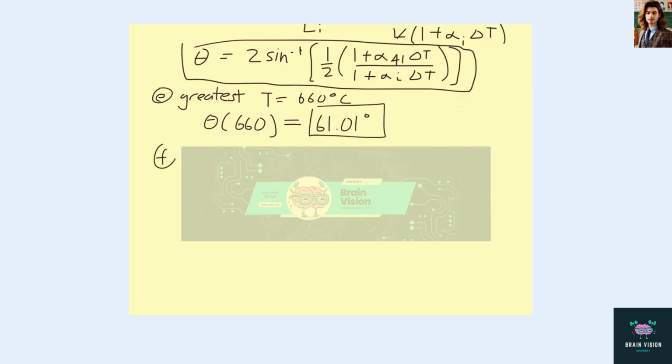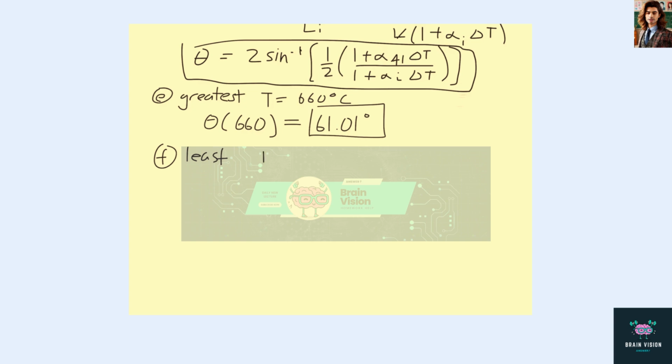Similarly for F, the smallest angle is going to happen at the smallest temperature, or the most negative temperature difference we can get. Because, of course, when a temperature difference is negative, the length of an object will decrease, right? Similarly, just like part E.